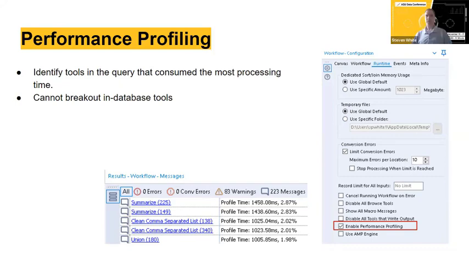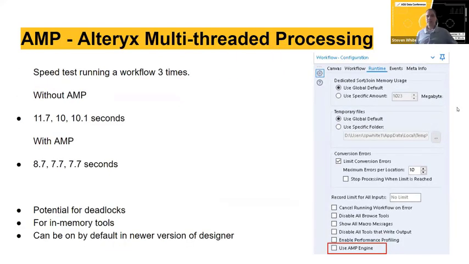But it is helpful if you especially have certain tools that you're using in your workflow that seem to be taking longer than others. This will allow you to sort of identify the cost of each of those tools so that you can see if there's maybe an alternate way of doing a particular function and identify which tools are causing the workflow to slow down. Another option that's available is called the Alteryx multi-threaded processing. It's called the AMP engine.